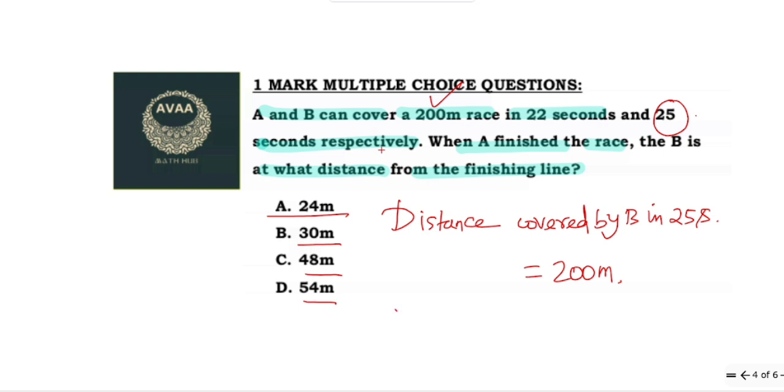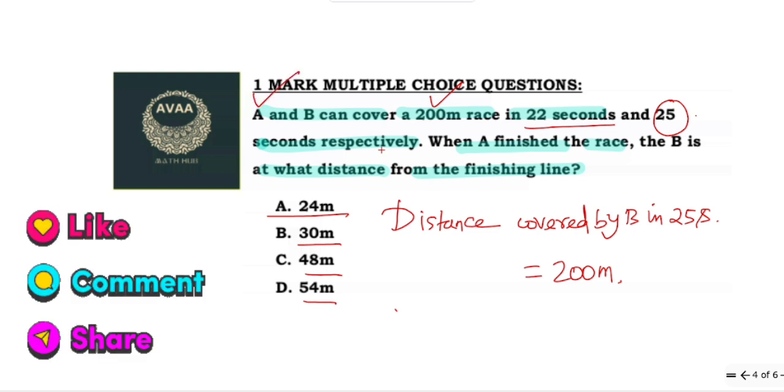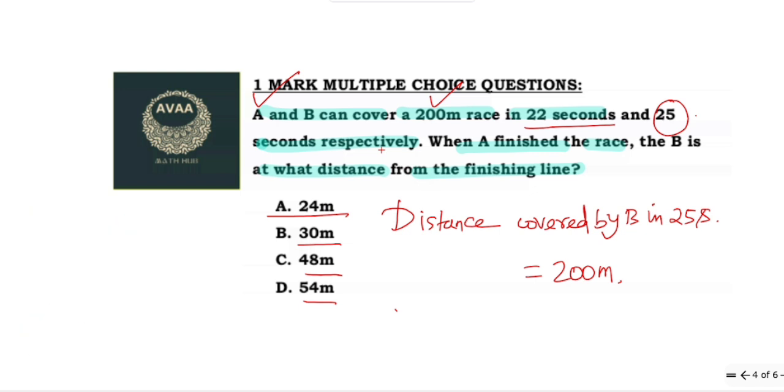Now, this is for 25 seconds. At 22 seconds only, A is covering the finishing line. A is actually winning. So we should know what B has covered at 22 seconds. So distance covered by B in 22 seconds.